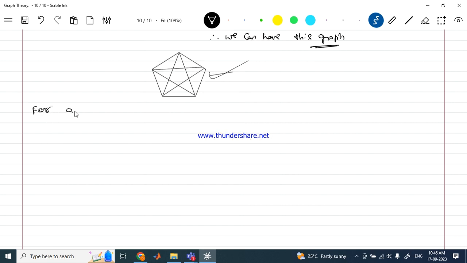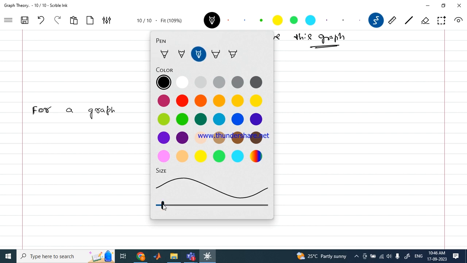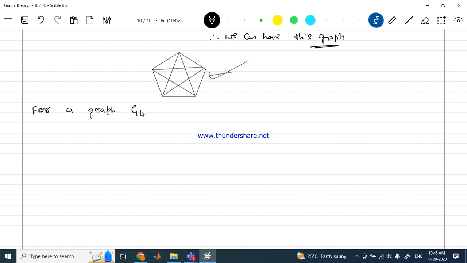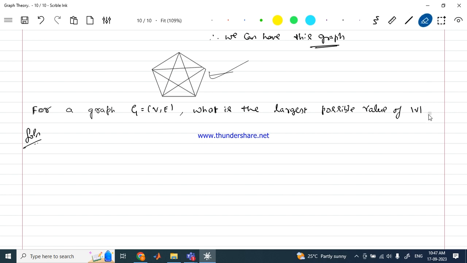For a graph G equal to V comma E, what is the largest possible value of V if the number of edges is equal to 19 and the degree of each vertex is greater than or equal to 4? The degree of each vertex is greater than or equal to 4.